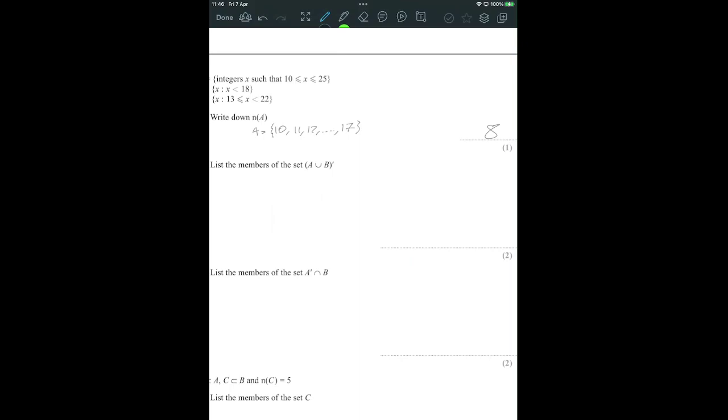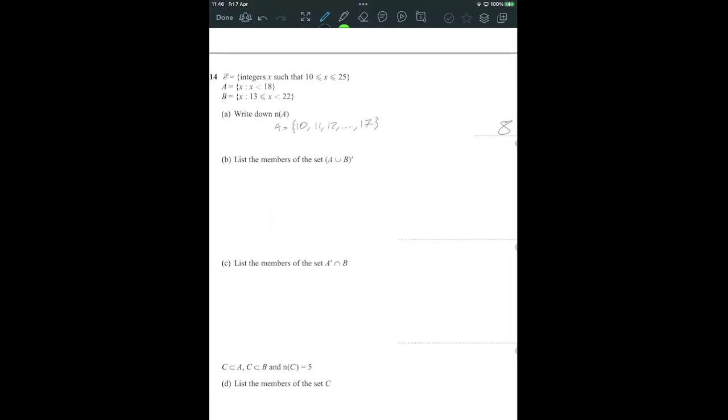Nothing wrong with that. Now we're going to list the members of A union B dash. A union B is all the stuff which is in A or is in B. In words, A union B is the stuff from 13 all the way up. Oh no, I can go even lower because A allows me to go lower. So I can have all the way down to the bottom value, which is 10, all the way up to, well, A goes up to 17, but B goes up to 21. So A union B is that set.